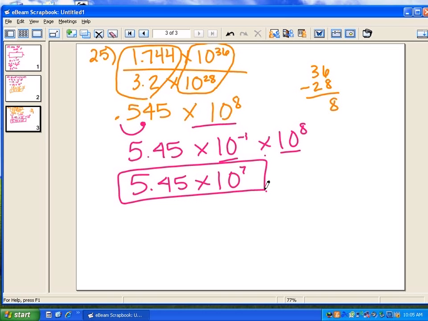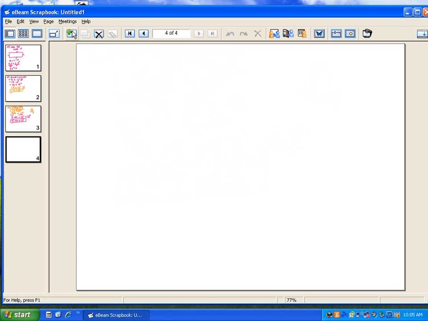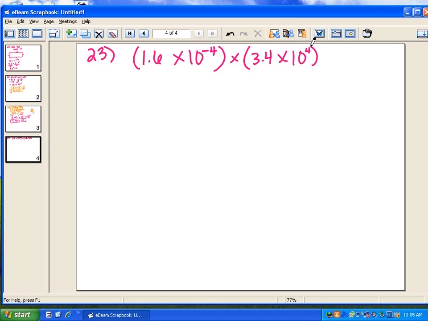Number 23. Read it to me, Megan. In parentheses, 1.6 times 10 to the negative 4, in parentheses, times, in parentheses, 3.4 times 10 to the 4th. Okay? So the first thing I'm going to do is I'm going to rewrite it so that my numbers are next to each other and my base 10s are next to each other.